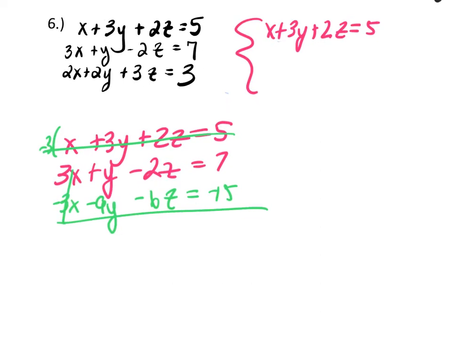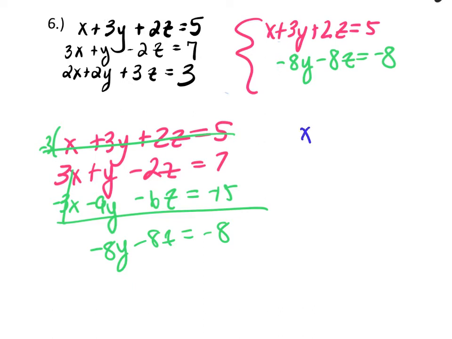What's y and negative 9y? Negative 8y. What's negative 2 and negative 6? Minus 8z equals negative 8. So negative 8y minus 8z equals negative 8. Juan said, can I simplify that? Sure. If you want to divide everything out by 8, that's fine. I'm not going to. I'm just going to leave it.